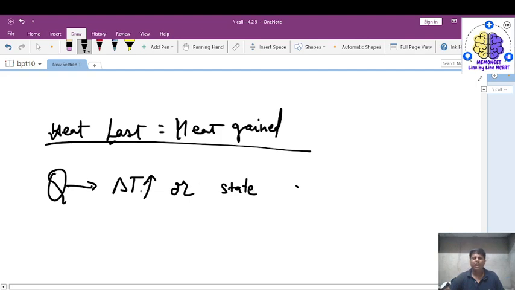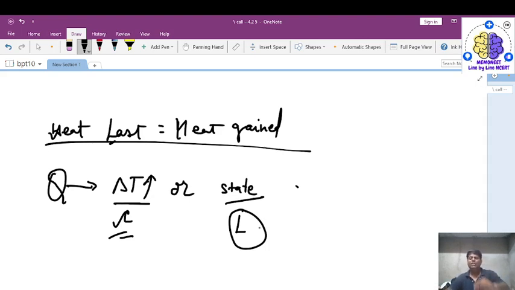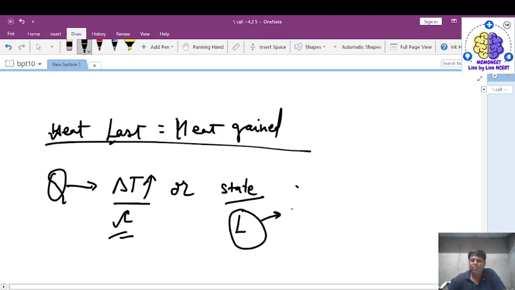State changes, right? When temperature changes, the specific heat capacity comes into the picture, and when the state changes, the latent heat comes into the picture. What is latent heat? Latent heat is the amount of heat required to change the state of unit mass of a substance. The SI unit for latent heat is joule per kg, right? Joule per kg. Why is the temperature not over here?